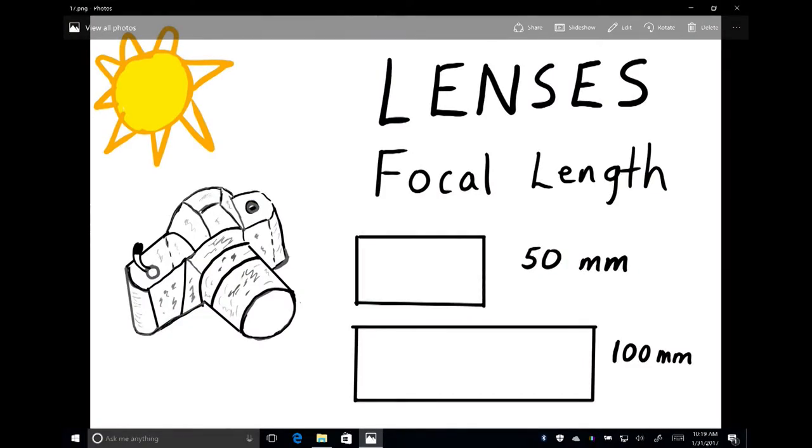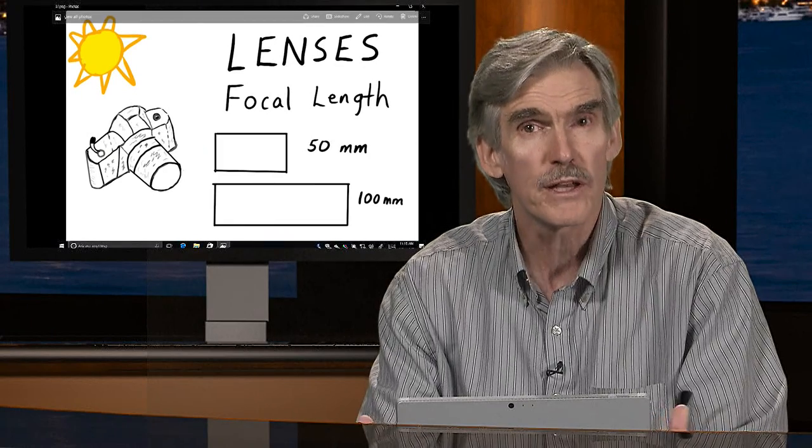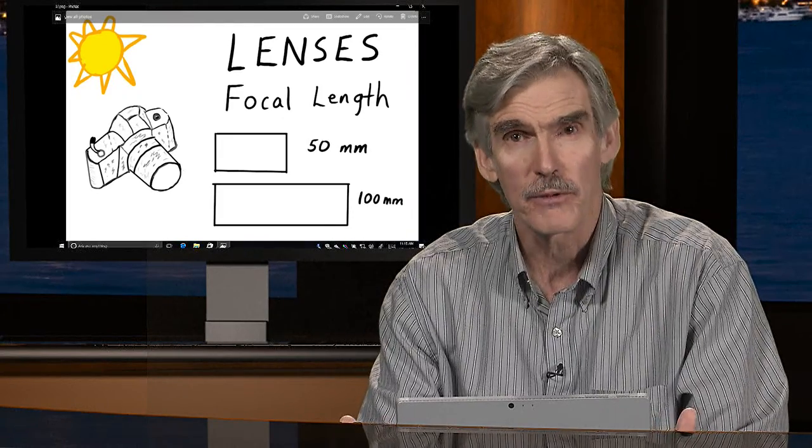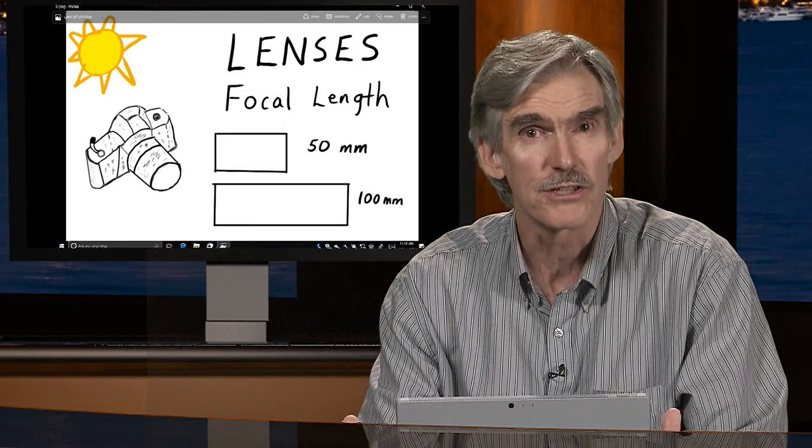Okay, now we're going to talk about the focal length of lenses. The focal length is actually a measurement of how long that lens actually is. And the top lens is a 50 millimeter lens. And if you know anything about the metric system, you know that it takes about 25 millimeters to equal an inch. I think it's actually about 25.4 millimeters to an inch, but let's round it off. So 50 millimeters would be a 2-inch long lens. So that's a 2-inch long lens. And the bottom lens is a 100 millimeter lens, which is about 4 inches long.